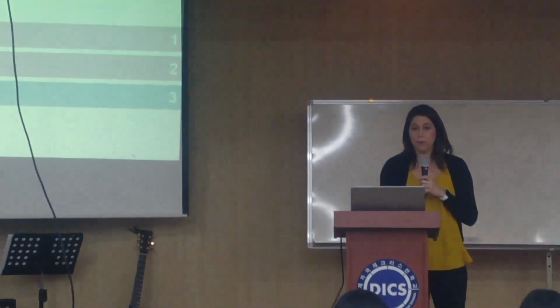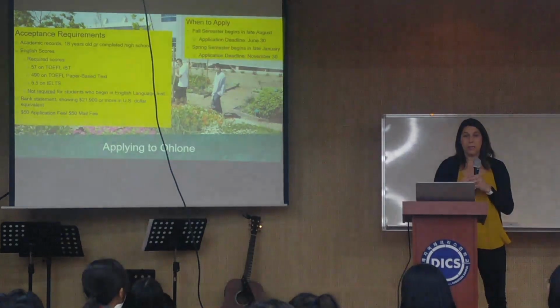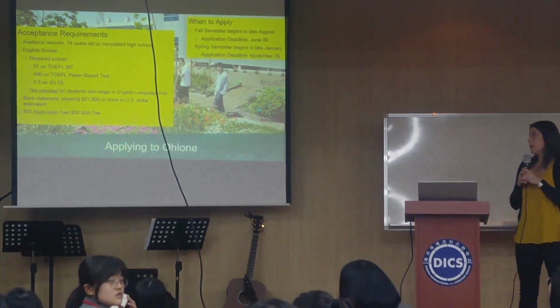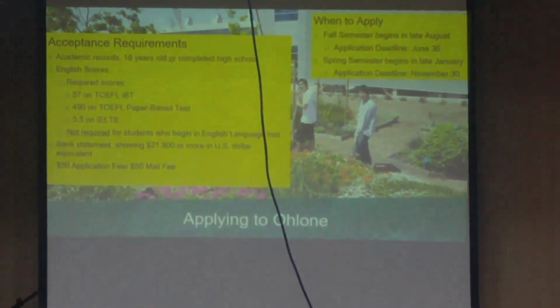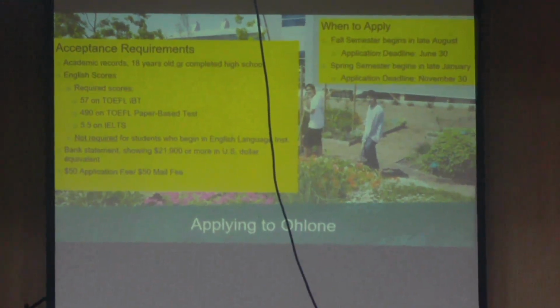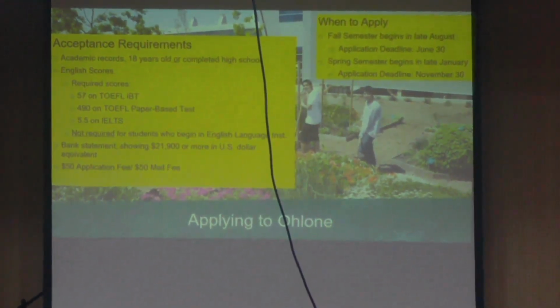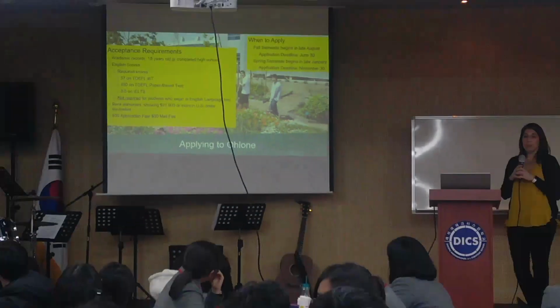Alright, so how do you come and be a part of Ohlone College? The application process is pretty easy. We need your academic records. You need to either be 18 years old or have completed high school. So you just send us your transcripts and your diploma showing that you finished high school.